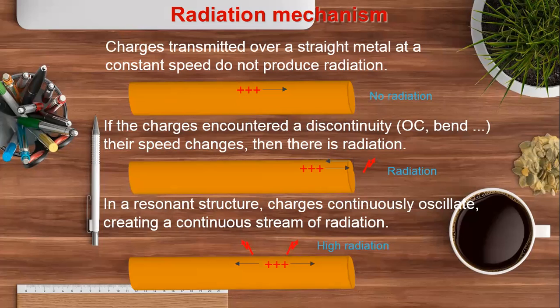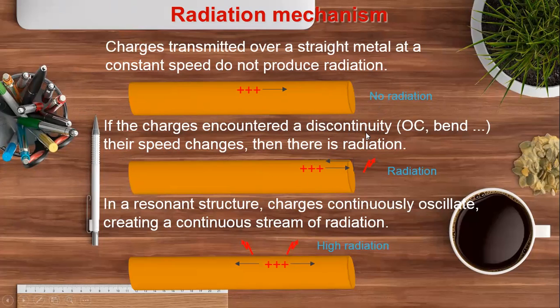We know very well that charges are transmitted over straight metals. So here, if a straight conductor is there and you observe this case, you will find there is no radiation. Why? Because a constant speed does not produce radiation. If the charges are going at the same speed, the same value, they are not going to produce any kind of radiation.